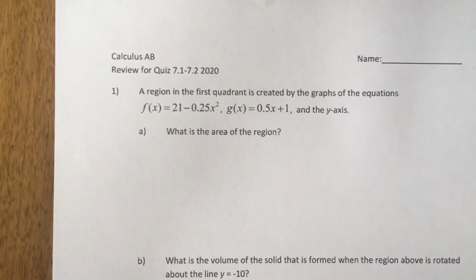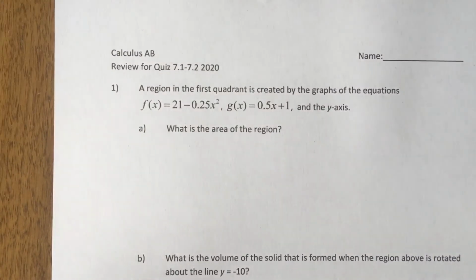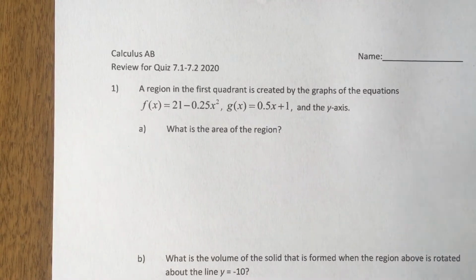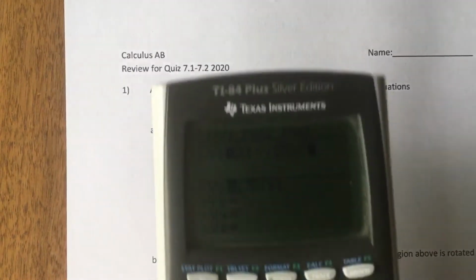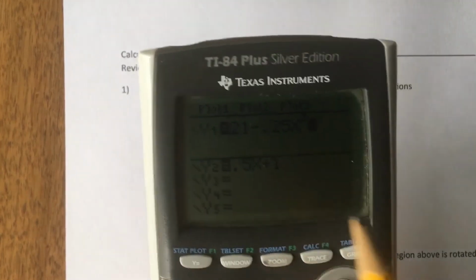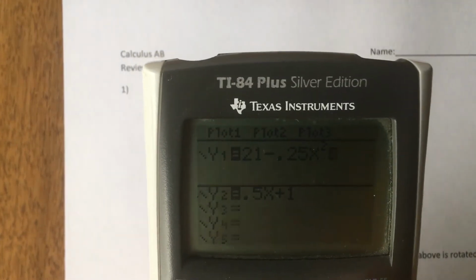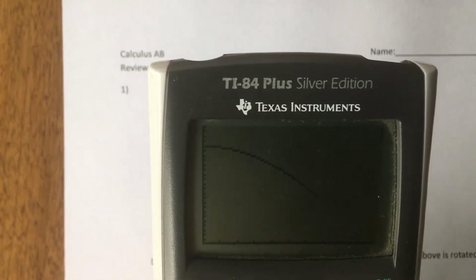We're going to be looking at the review for the quiz. We had one region and we were asked to do 3 things with it. Very typical kind of AP problem like this. So the first thing we need to do is see what this region looks like. So I put this in, I hit graph, and here's the quadratic falling down and the linear graph right below.